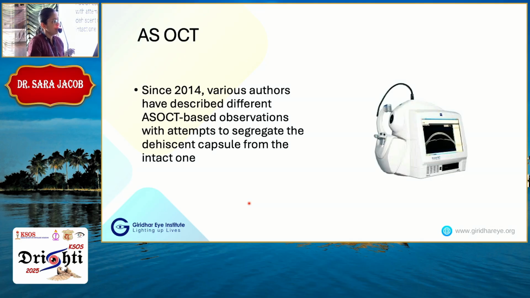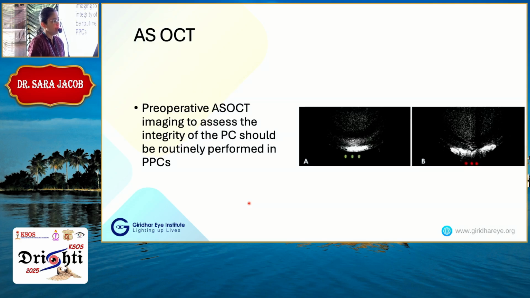ASOCT is a very important tool now. Since 2014, various authors have described different ASOCT-based observations with attempts to segregate the deficient capsule from the intact one. It is very difficult to assess the capsule behind the plaque by slit lamp. So we need a cross-sectional imaging which is provided by the ASOCT. Here we can see the intact PC, while here the PC is deficient.